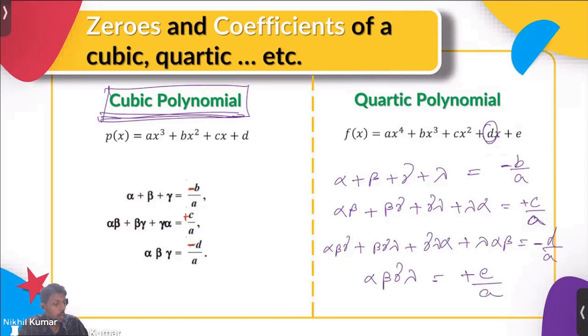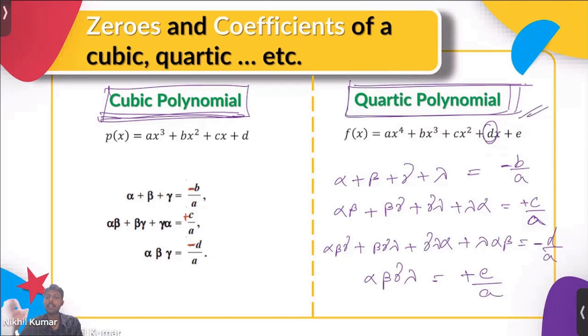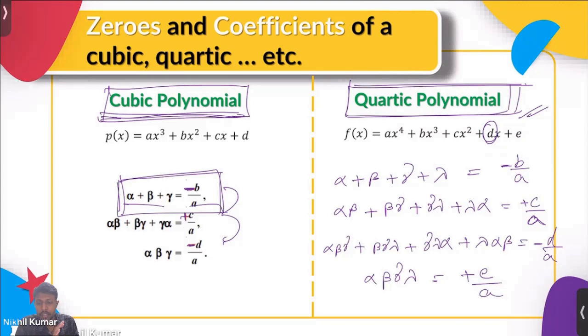Quartic polynomial is not in your syllabus, so you won't have to deal with this in your exams. I just told you this so that you can see the pattern when we move from linear to quadratic to cubic. There is a pattern. One pattern is that minus, plus, minus signs keep alternating. And the first thing you should remember is that the sum of roots is always minus b upon a, be it any kind of polynomial. So with this, we have covered everything there is to learn in this chapter.